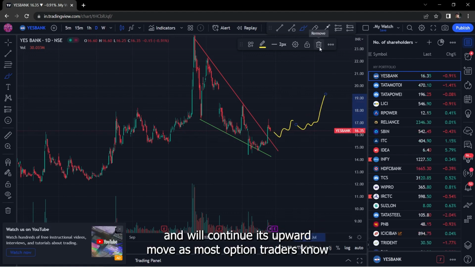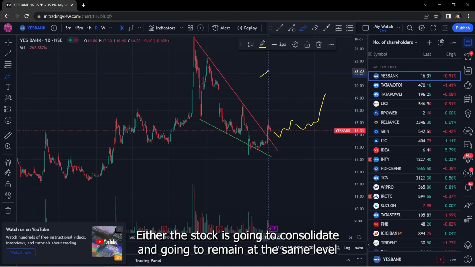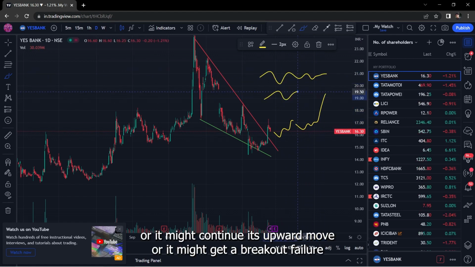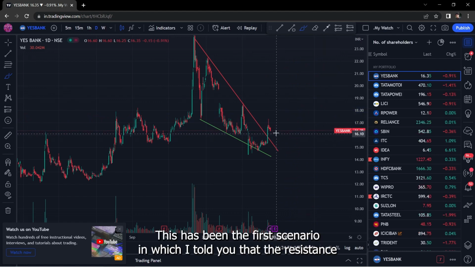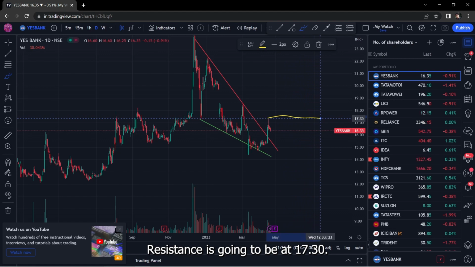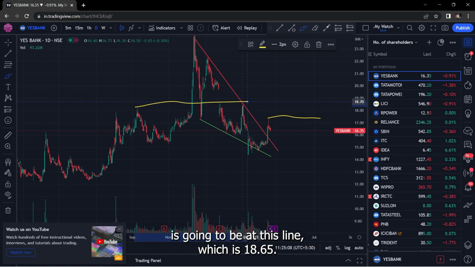As most option traders know, there are three scenarios that can happen in any stock in any case. Either the stock is going to consolidate and remain at the same level, or it might continue its upward move, or it might give a breakout failure and the stock might go down again. In the first case scenario, the first resistance is going to be at 17.30, and then of course the second line of resistance is going to be at this line, which is 18.65.